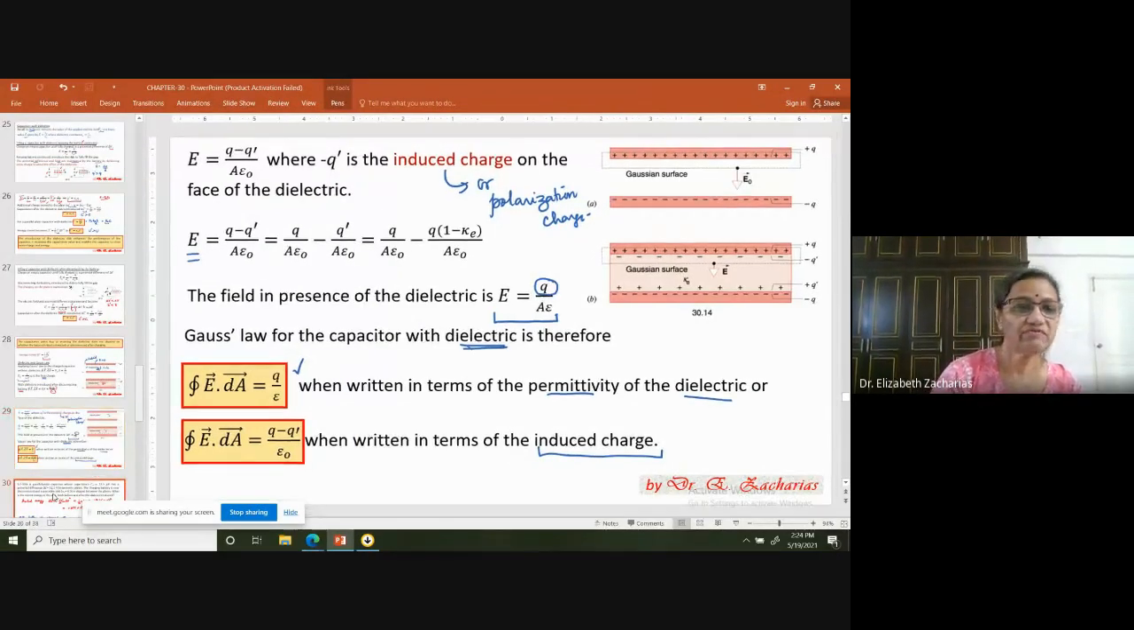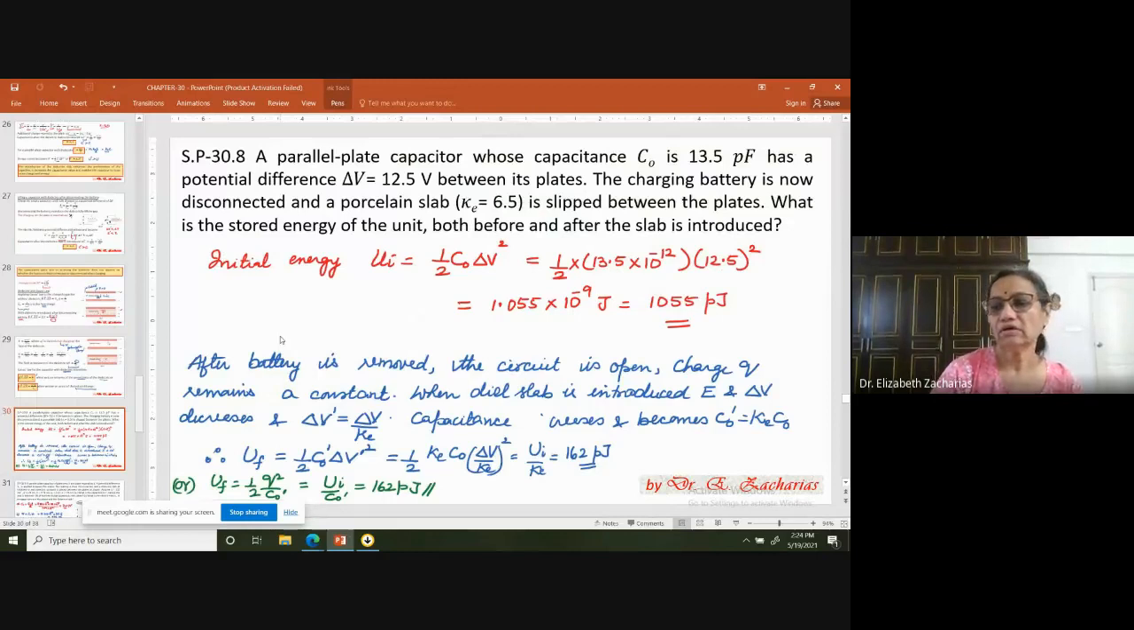Okay, with this we are actually finishing off the chapter. I think I'll take 2 minutes and just take you through this problem. You have a parallel plate capacitor. Capacitance value is 13.5 picofarad with a potential difference of 12.5 volts between the plates. The charging battery is now disconnected and a porcelain slab is slipped between the plates. What is the stored energy of the unit both before and after the slab is introduced?